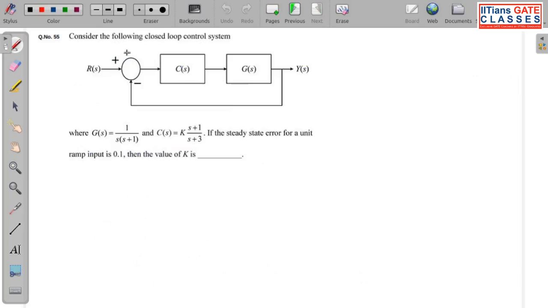So now the next question they have given you is: consider the following closed loop system R(s). Okay, they have given you a unity feedback system where G(s) is given by this and C(s) is given by this. If the steady state error for a unit ramp is 0.1, they want you to find the value of K. Okay, so what is the type of the system?